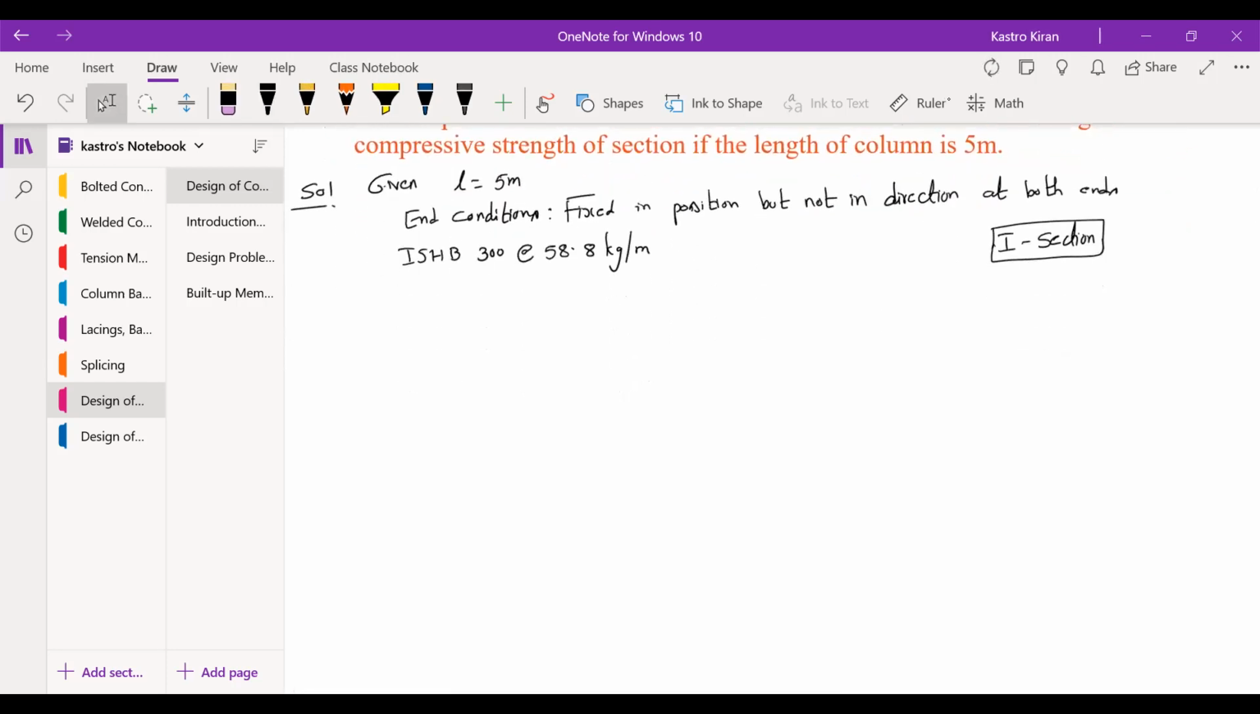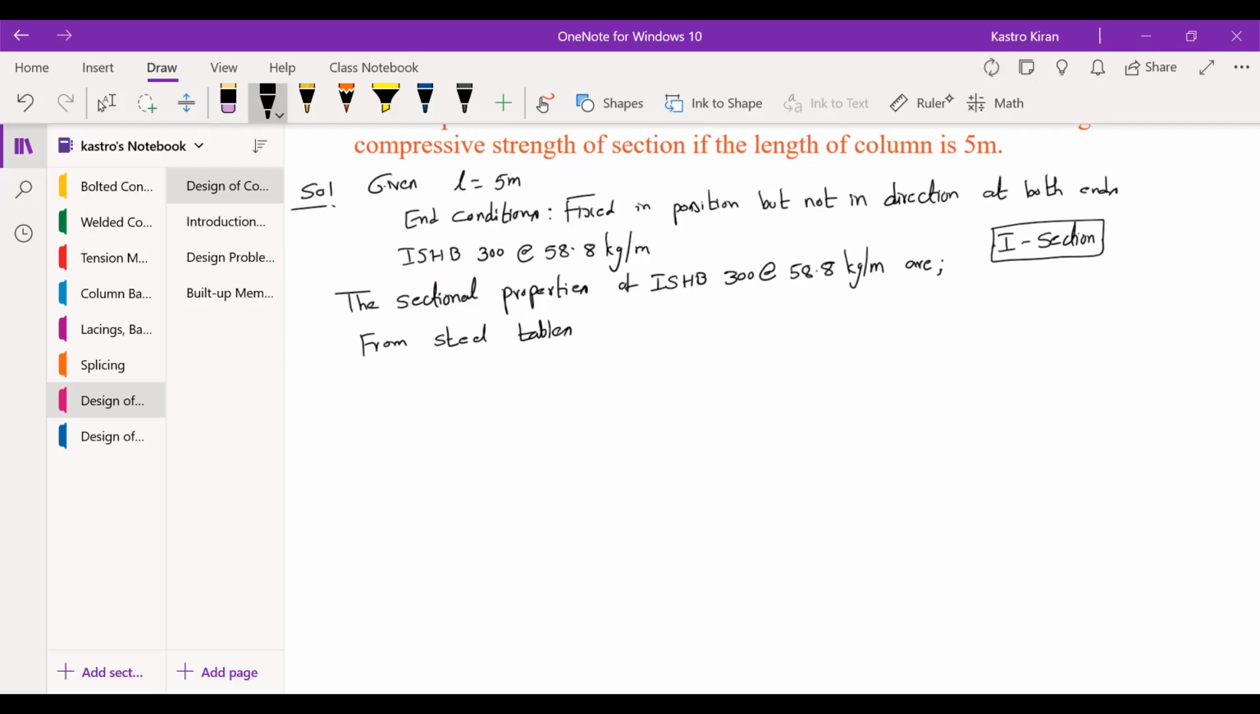Now let's write the sectional properties of ISHB 300 at the rate of 58.8 kilogram per meter. So how will you get this? From the steel tables book. Open the steel tables book and check the sectional properties of ISHB 300. The sectional properties are like this.